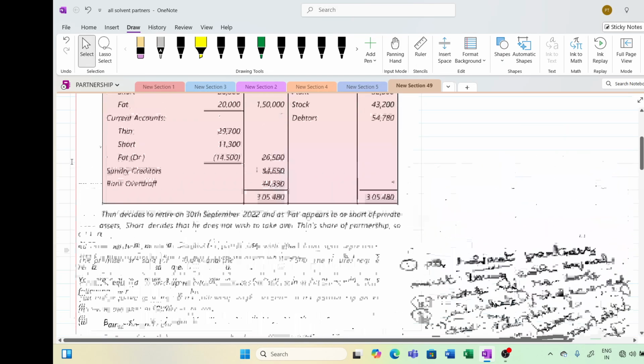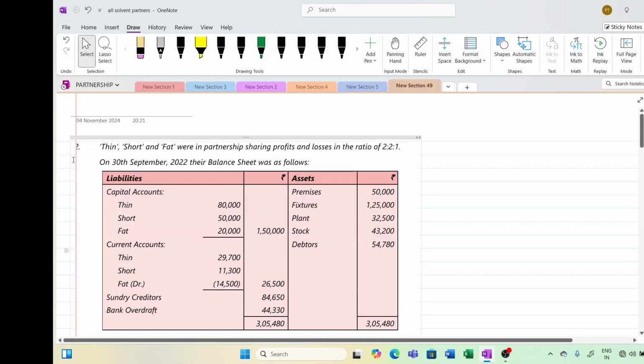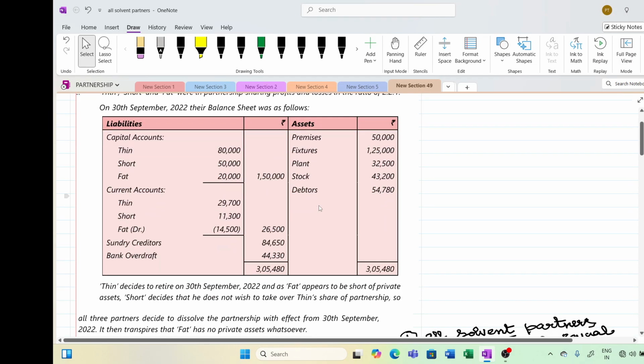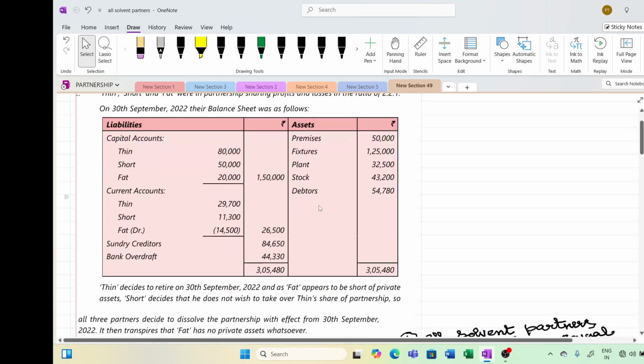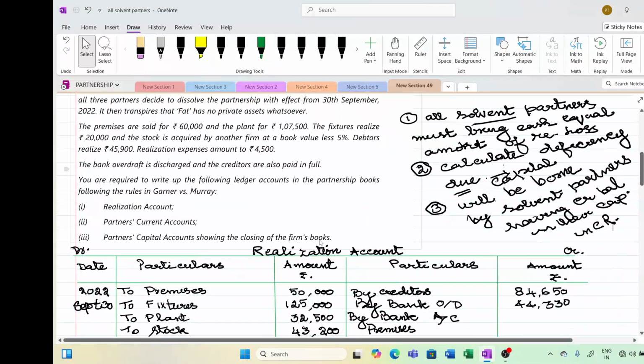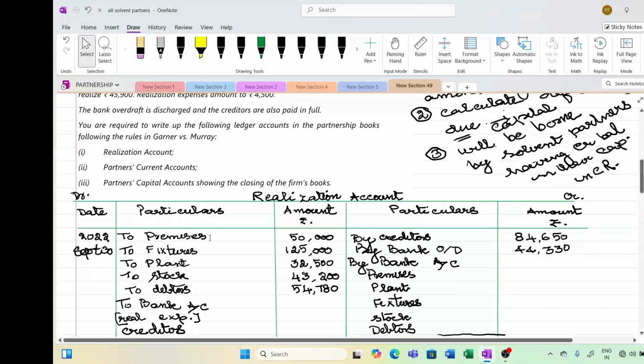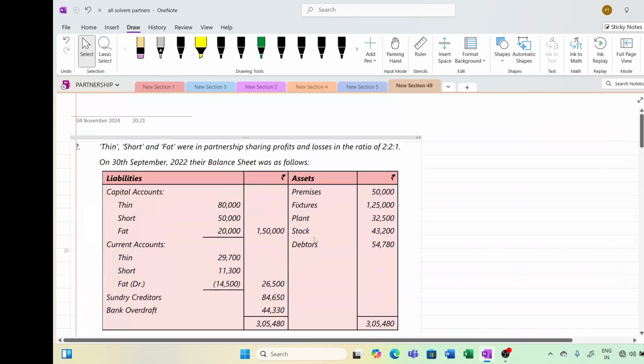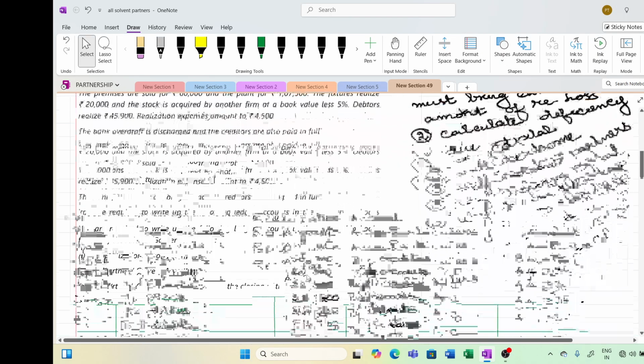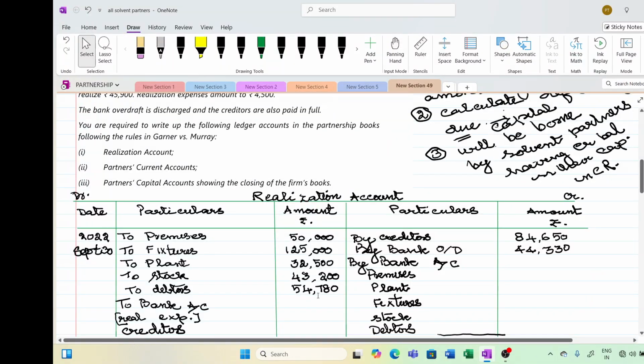First, to make the realization account, we have to bring all the assets, because here the asset accounts will be closed by transferring into a new account, which is the realization account. So I have written all the assets here on the debit side, because assets will be credited and realization account will be debited. Then only assets will get closed. So I brought all the assets here from the balance sheet: premises, fixtures, plant, stock, debtors, as given in the balance sheet.